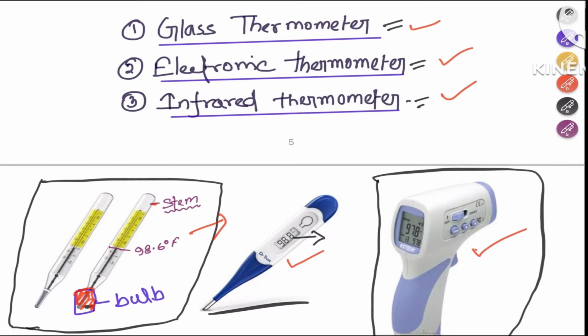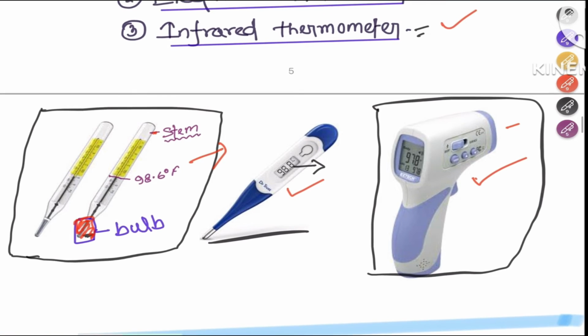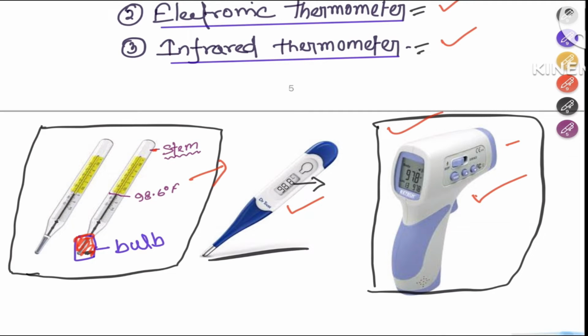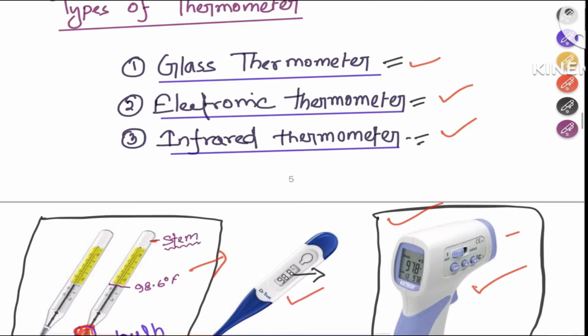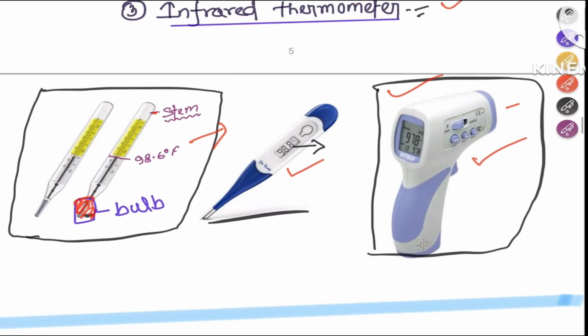This thermometer is specialized because there is no need to touch the skin. From a little bit of distance also it can detect the temperature. So it is being used rapidly nowadays. So that is the infrared thermometer. Okay. So this much about the temperature. Now we will move to the pulse.